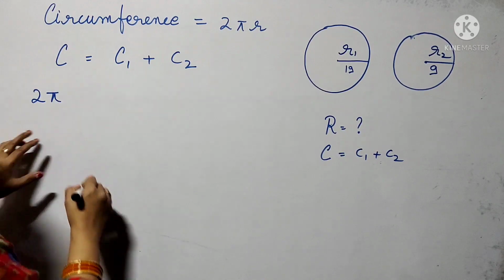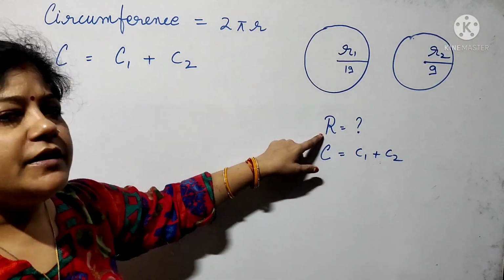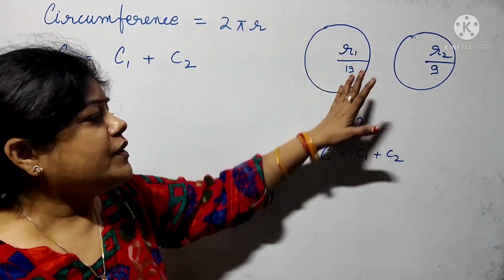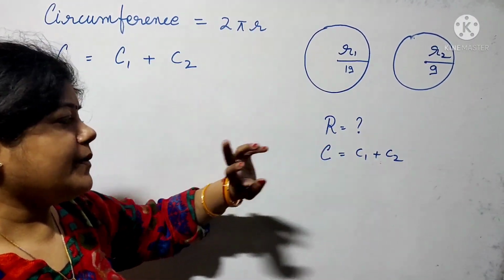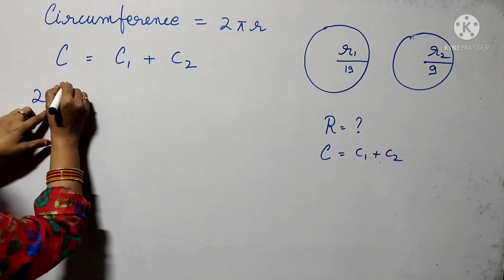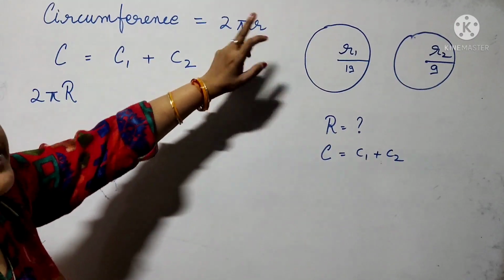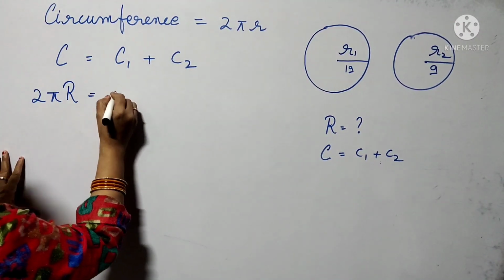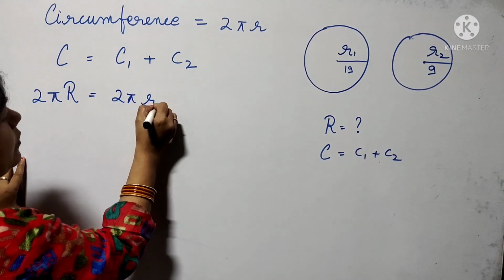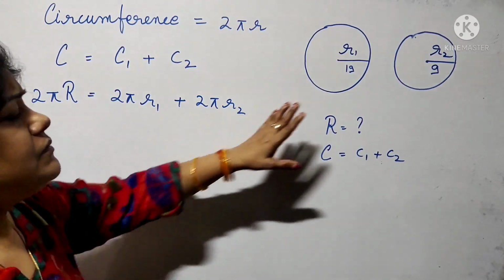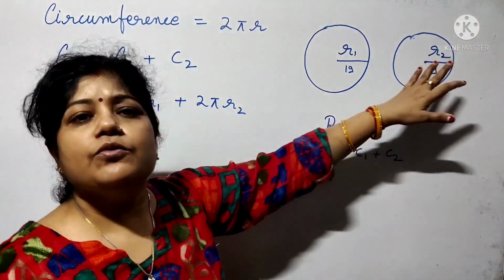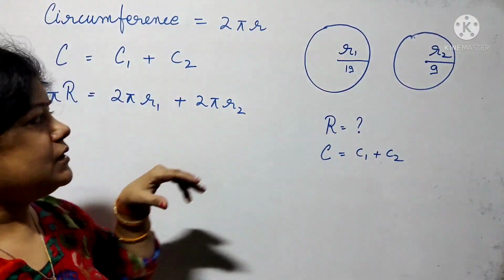Let the capital R be the radius of the circle which we can make by combining these two circumferences. With capital R, we write 2 pi R in place of radius. Now for C1 we can write 2 pi r1, and for C2 we can write 2 pi r2, where r1 and r2 are the two different radii of the two circles.